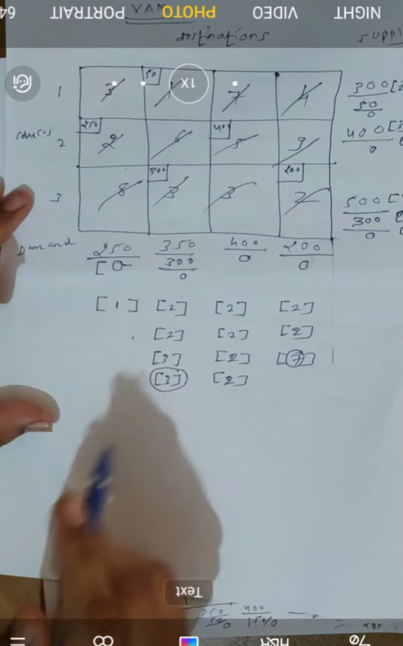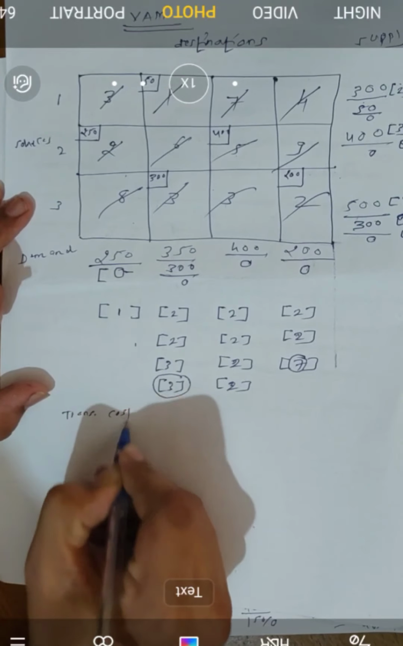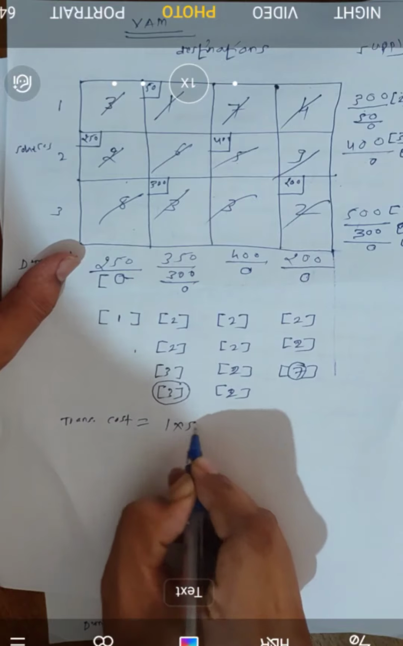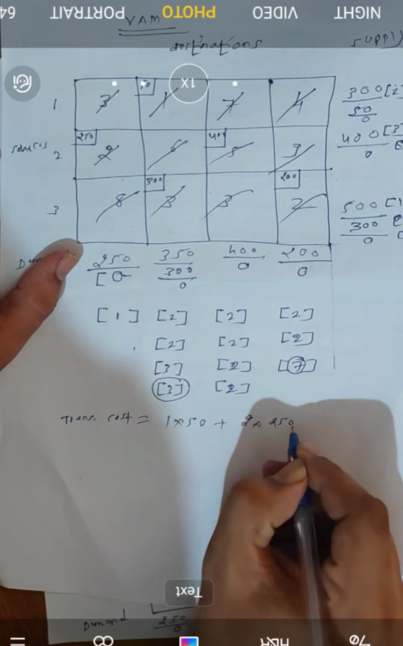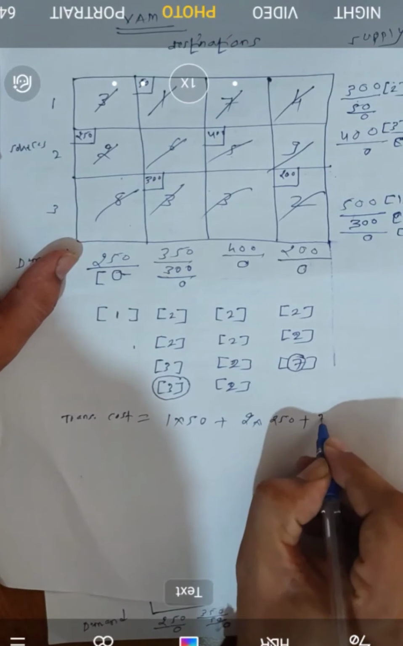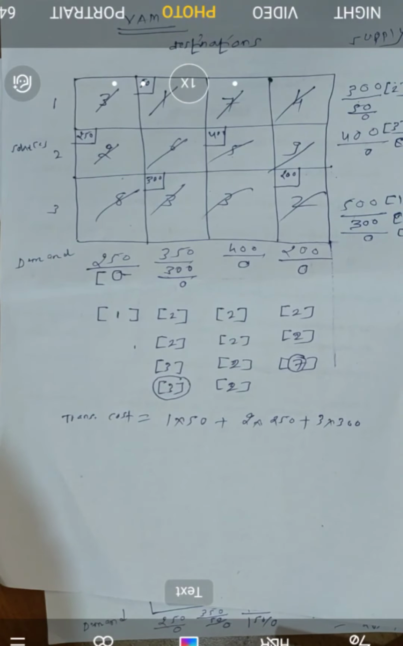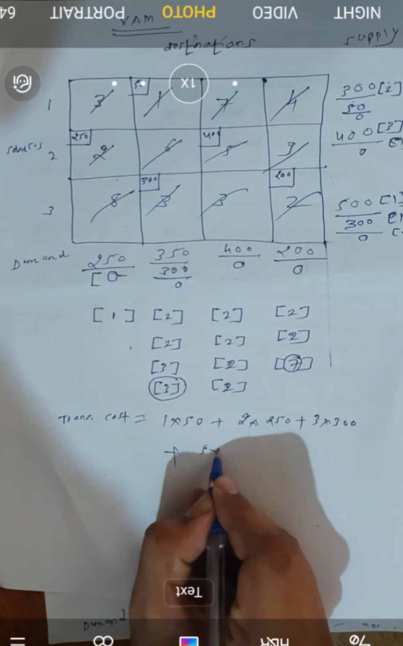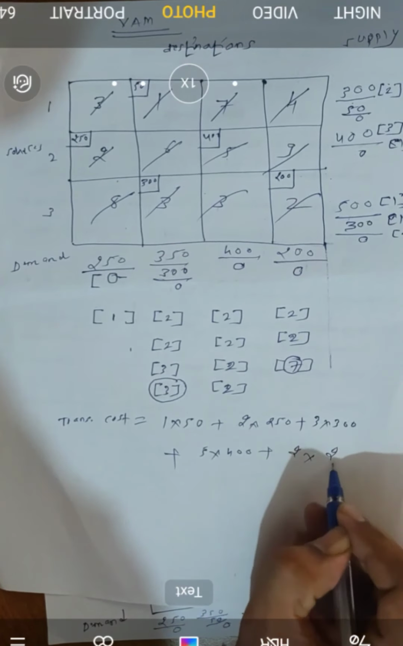So now we are going to find out the transportation cost. Transportation cost, how to find out? So here you can see 1 into 50 plus 2 into 250 plus 3 into 300 plus 5 into 400 plus 2 into 200.